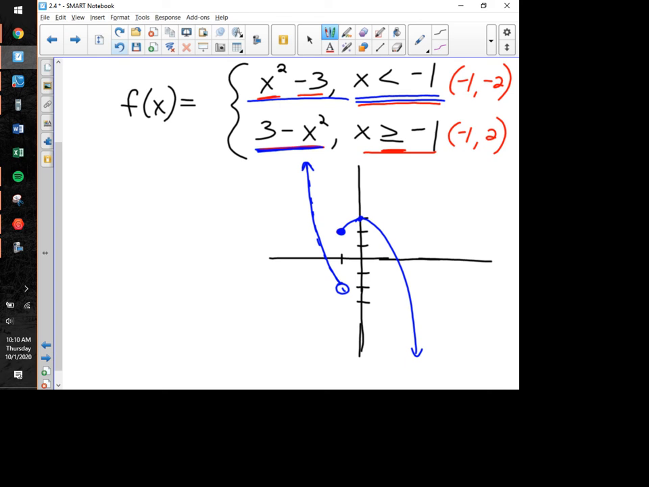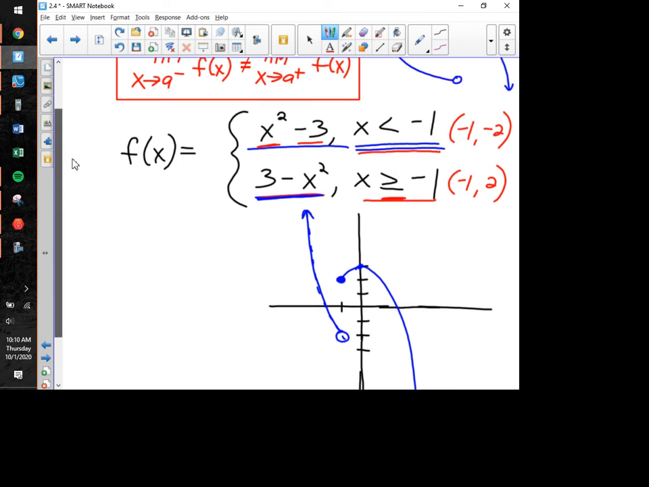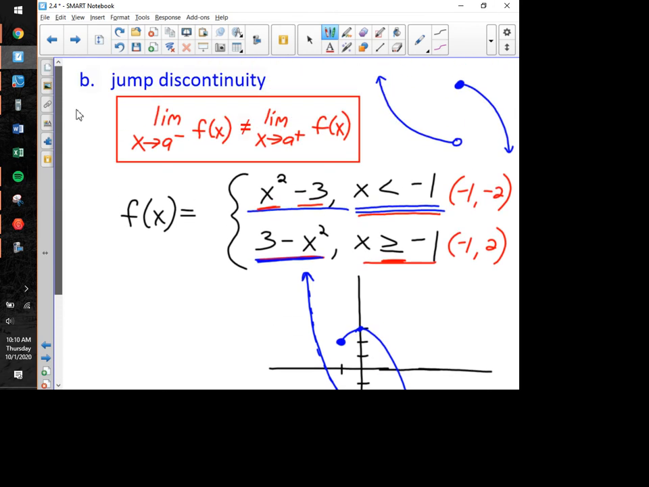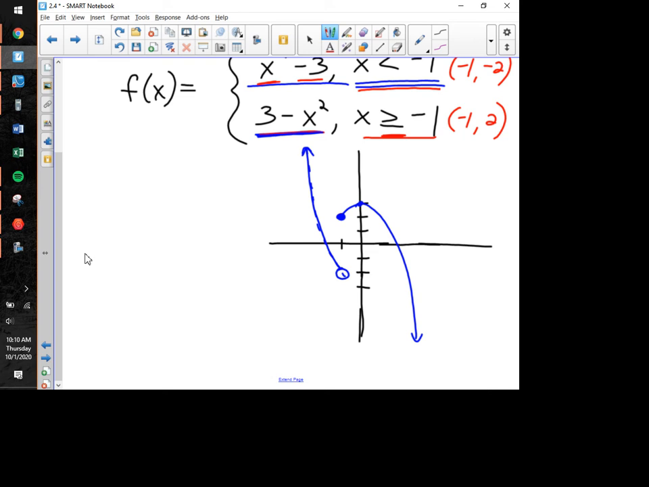Okay, and this is our graph right now for f of x. So what's going on right here? What we can see, everybody, is that this graph right here, f of x, has what we call a jump discontinuity at x equals -1. And the reason for that is the following, everybody.